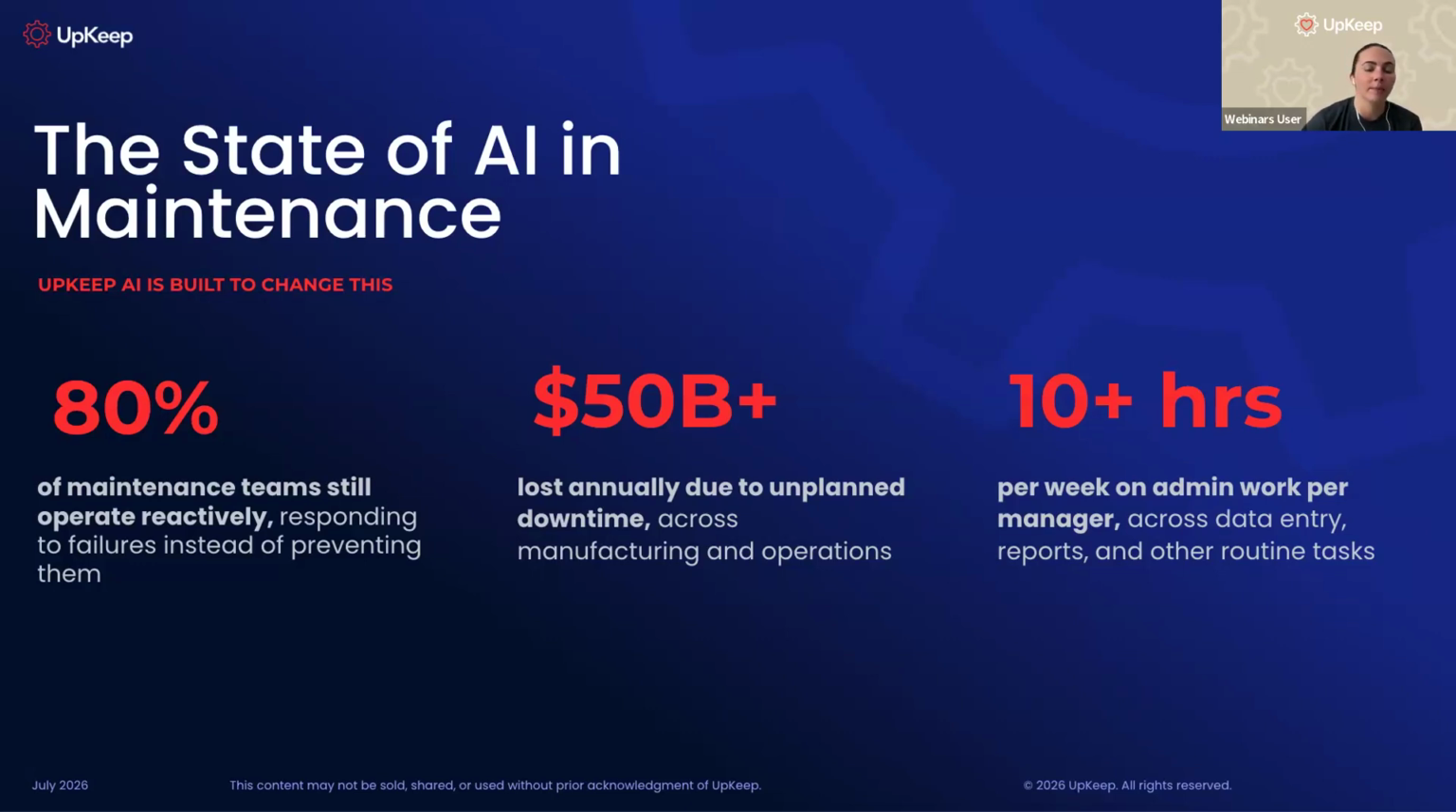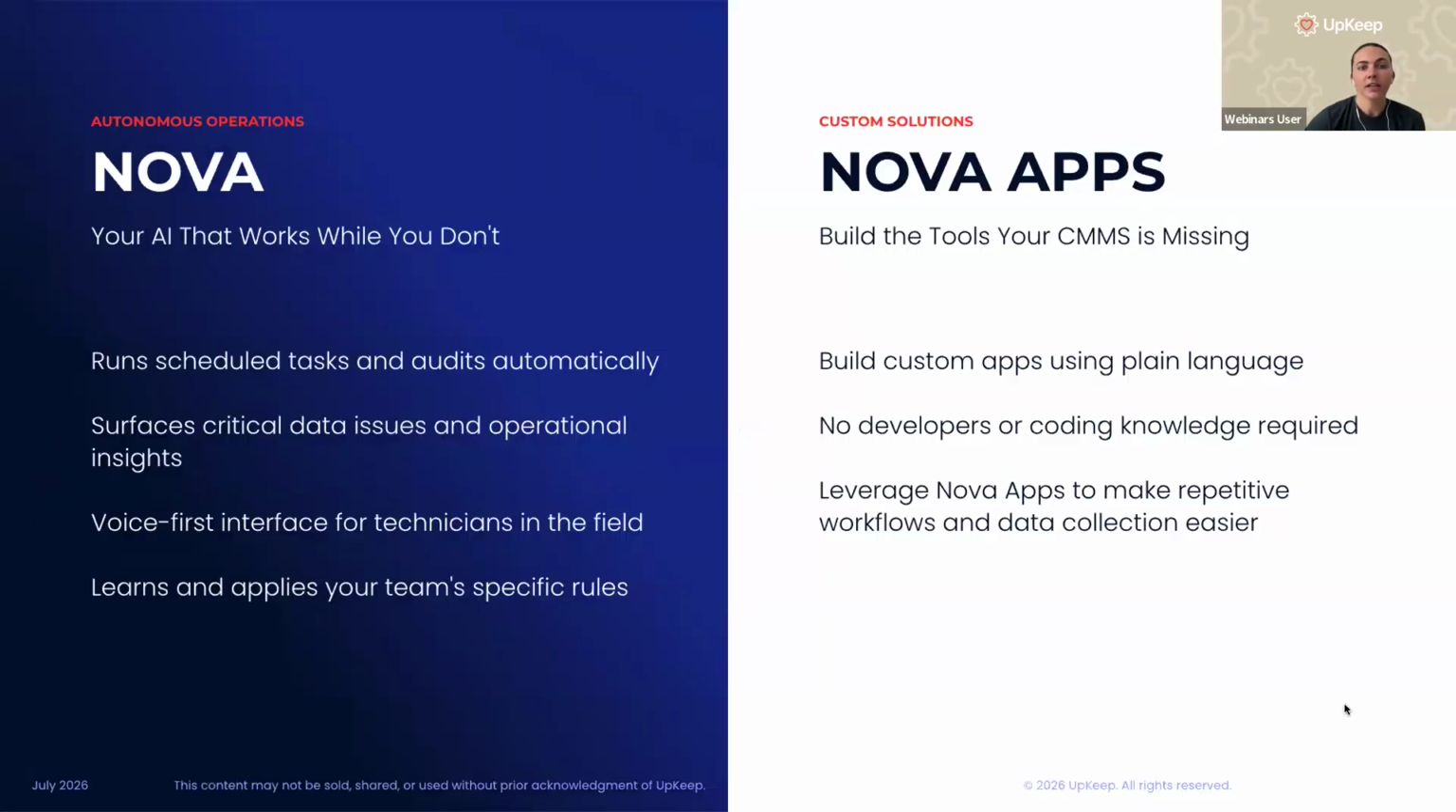This is the gap that UpKeep's AI tools like Nova are built to close, catching issues before they become downtime and also giving your managers their time back. So let's talk about what this actually looks like, starting with Nova itself. You can think of Nova as the AI that works while you don't. It's going to run scheduled tasks and audit your account automatically. Nova can surface critical information related to your UpKeep account, like data issues and operational insights, so your team's attention goes where it's actually needed instead of getting spent on scanning through everything.